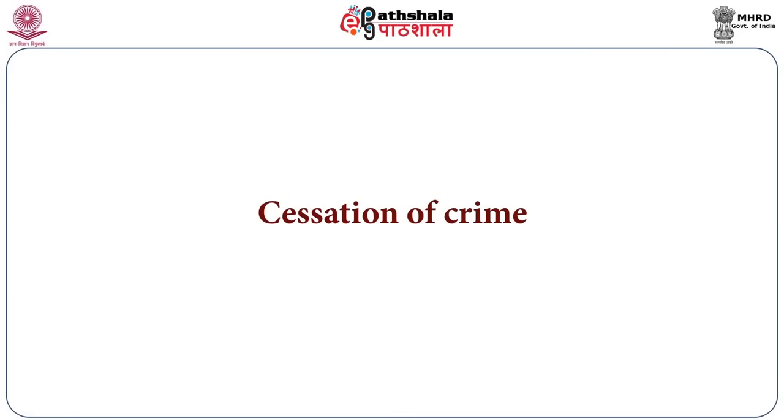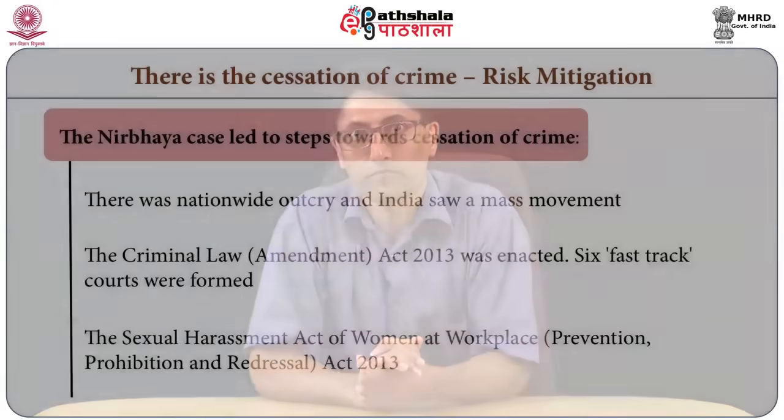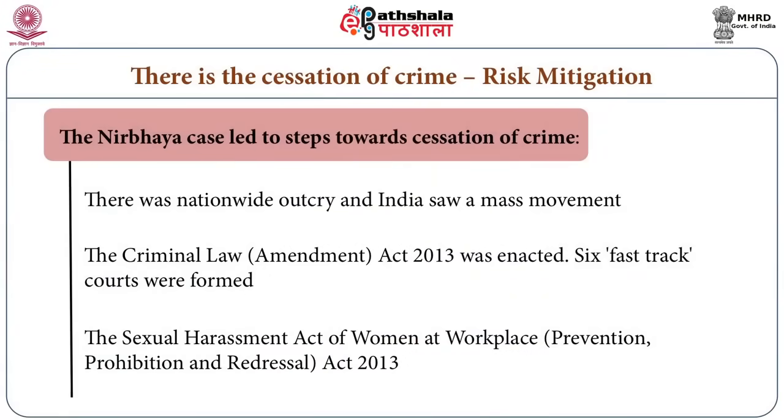We move on to the third principle, that there's a cessation of crime, just as we had said in the fourfold path that there's a cessation of suffering. This cessation of crime within criminal justice is referred to as risk mitigation. Now, the Nirbhaya case led to certain steps towards a cessation of crime. Obviously, there was a nationwide outcry, in fact, an international series of protests, some of them violent, like the ones in Delhi, the ones at JNU campus, the ones in Bangalore.